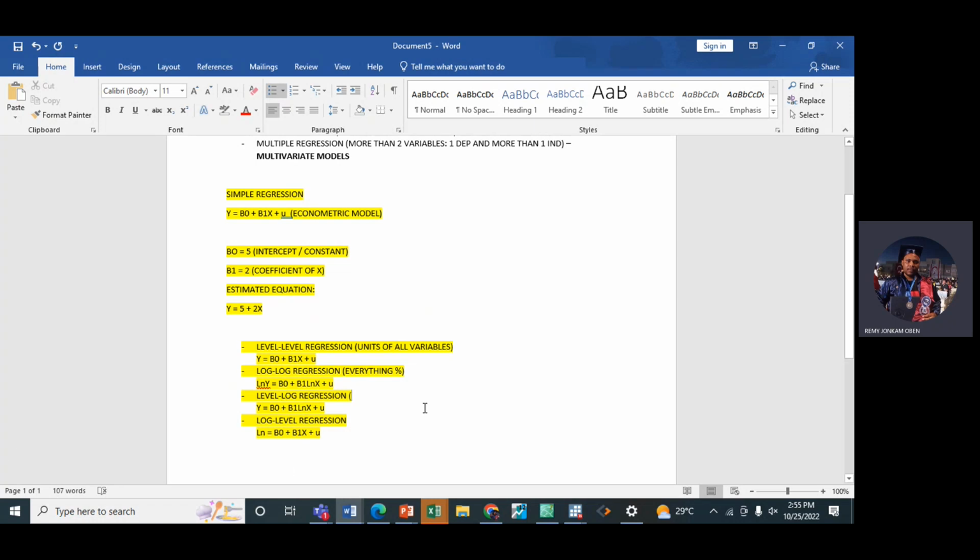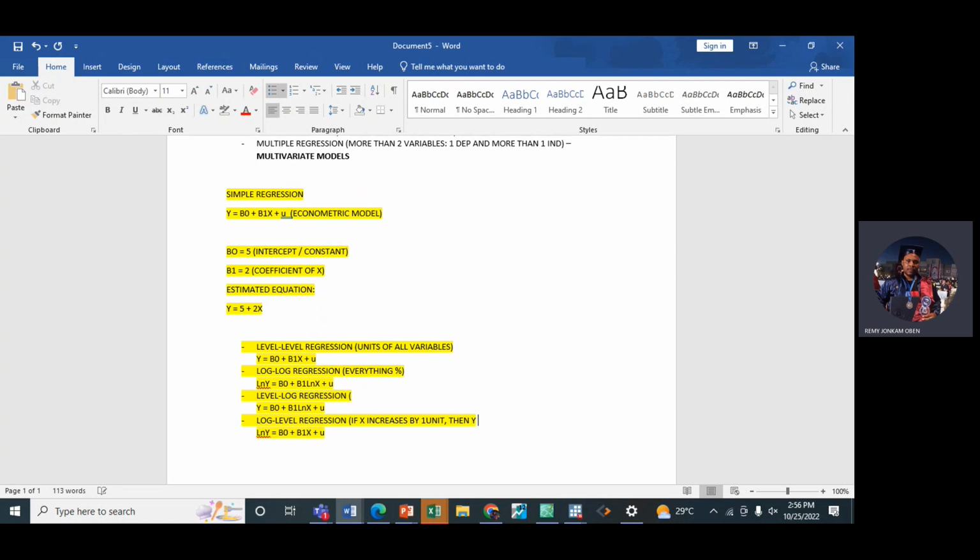Okay, now, with level log and log level, let me start with log level. You discover that here our y is log, but our x is not in log. So that's log level, right? How do you interpret it? You will say, if x increases by 1 unit, you put the units since it is level, so you use the units, you will not use percentage.